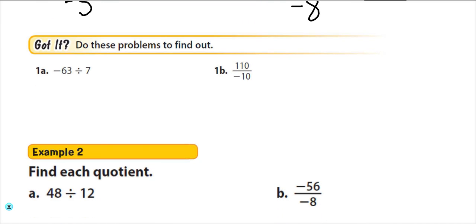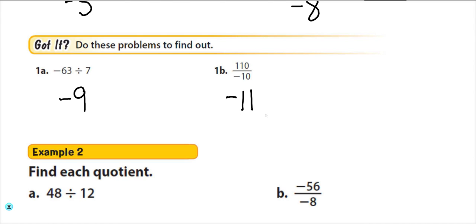And let's take a look. So we have negative 63 divided by 7. 63 divided by 7 gives us 9. There's one negative, so it's negative 9. 1B, we have 110 divided by negative 10, so that's going to give us 11. And since we have one negative, the answer is negative. All right.